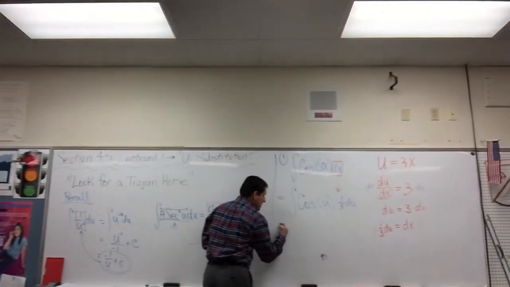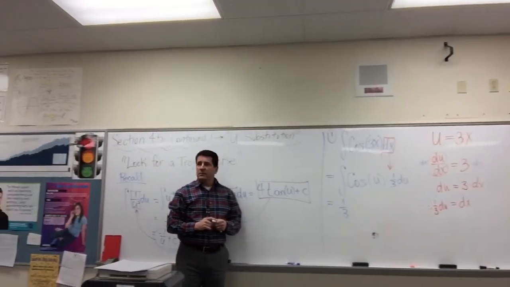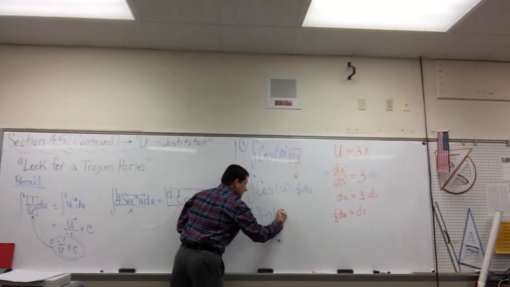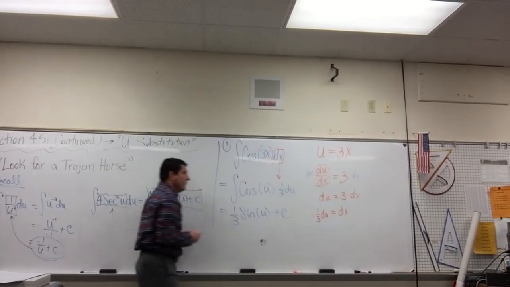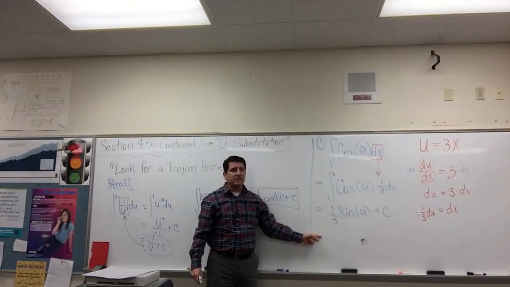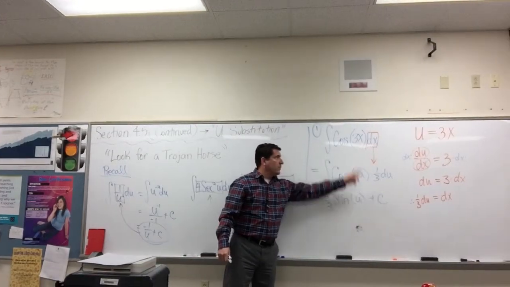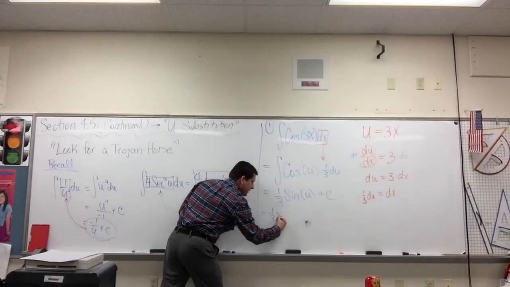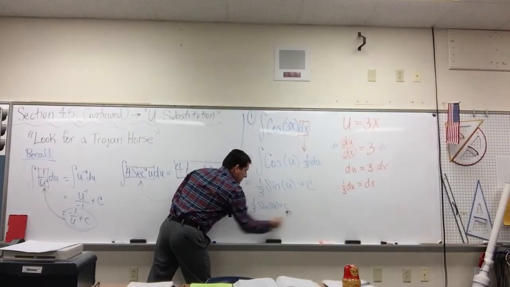So look at this. I can pull out the 1/3, that's the constant, and then the integral of the cosine of u is the sine of u, plus the constant. And then since we started with x's, we have to end with x's. So now we replace the u with the 3x, and we're done. So 1/3 sine of 3x plus c.